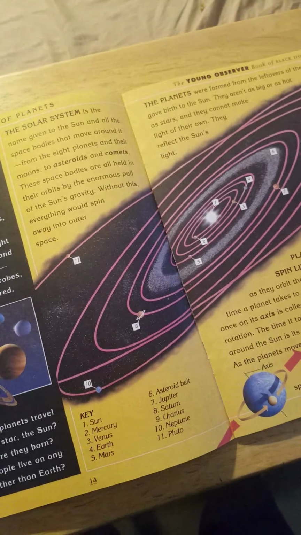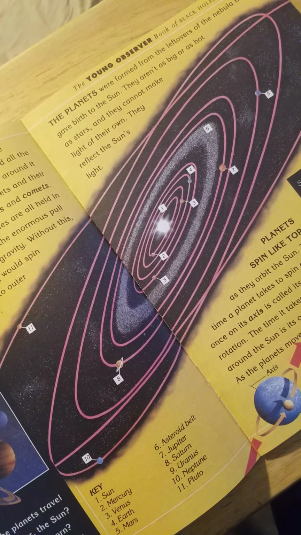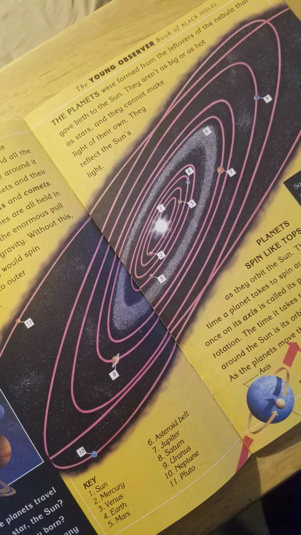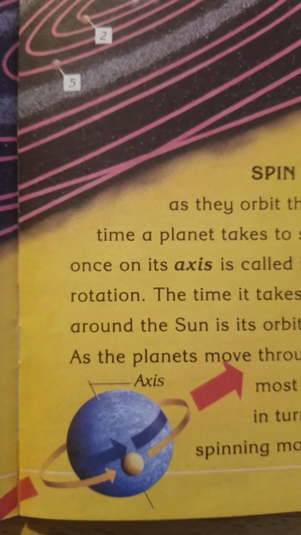Also, there's some really good graphics in this chapter. This is kind of a map, and it tells where all the planets are located. Here's another good graphic that shows the Earth's rotation.